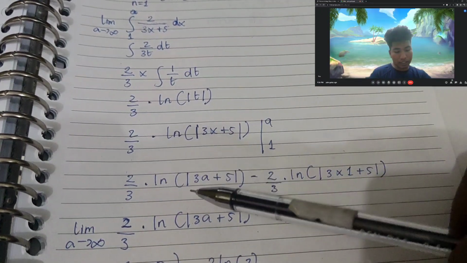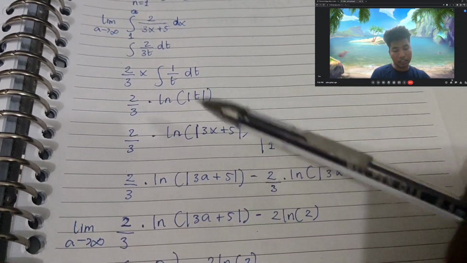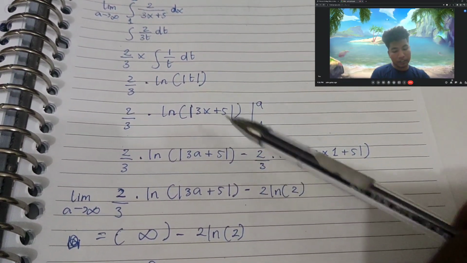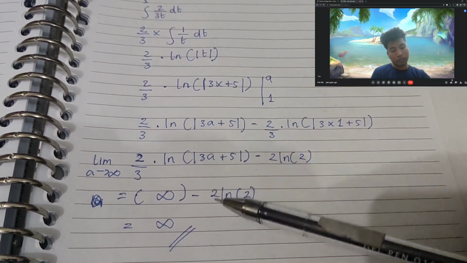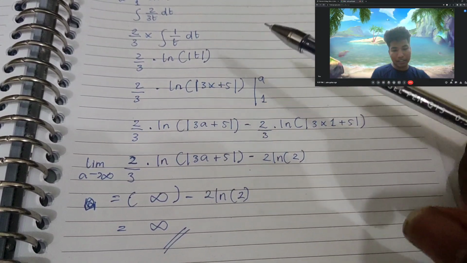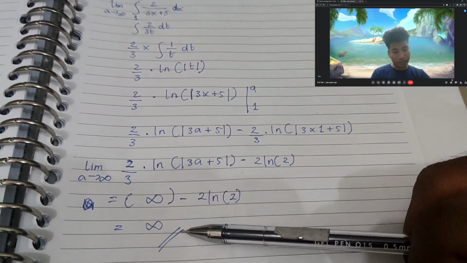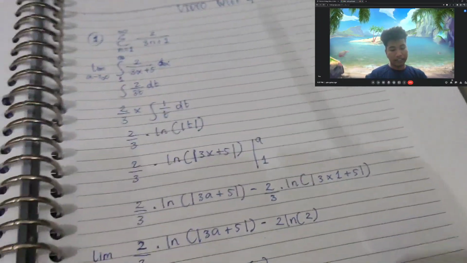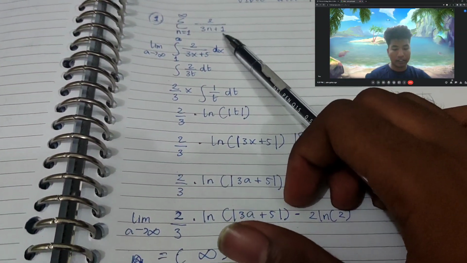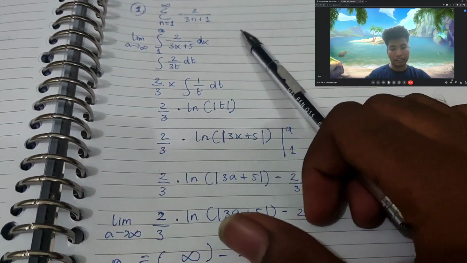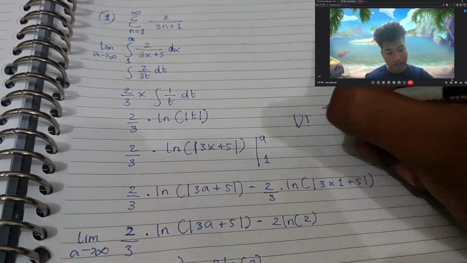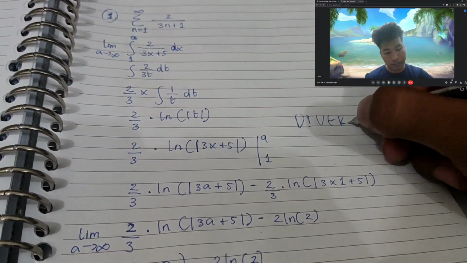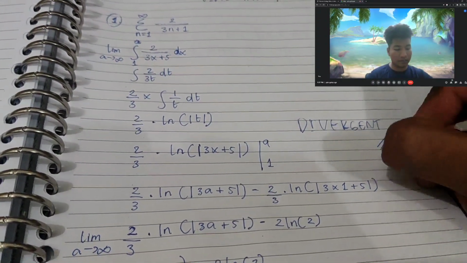So here we have a calculation: a I put in the first expression, and 1 in the second. As a goes to infinity, we only have minus 2 ln 2 left here. Anything infinite, minus something or plus something, is still infinity. So because the test says that when the value is equal to plus or minus infinity, it is a divergent series, the series is divergent.